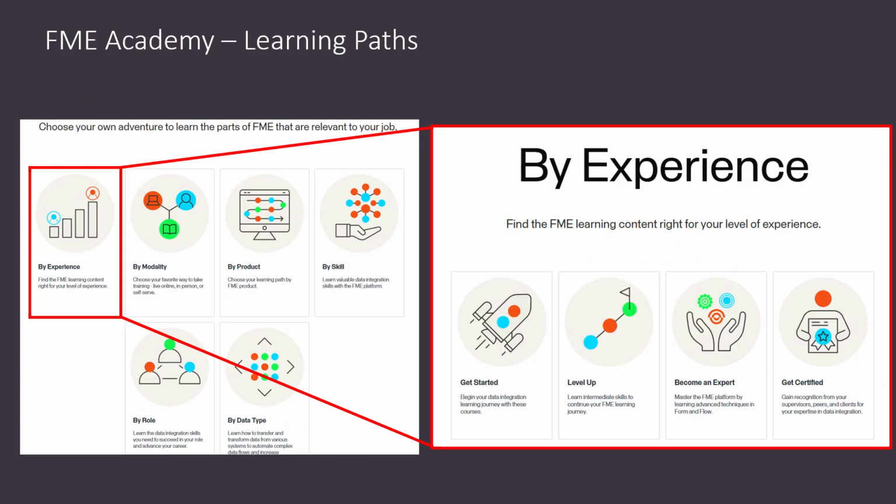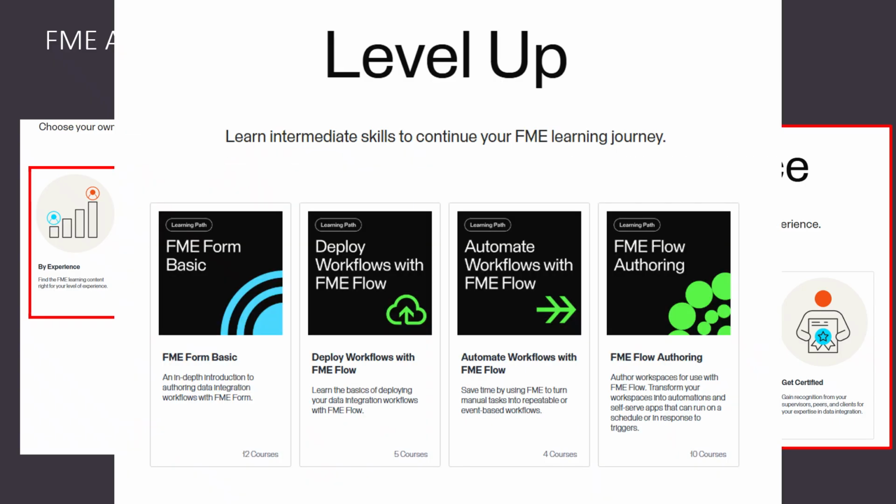So if we select by experience, this is some of the options that they provide for you. And then, we're probably going to be choosing level up. We're probably maybe a little bit past get started if we've done the accelerator course. So if we choose level up, these are the paths it will suggest for you to go to. So you can see there's just some basic stuff about form and some pretty basic stuff about deploying some things to FME Flow, which we did touch on in the accelerator course. So yeah, that's just using the tools that they provide, pretty easily landed at where I need to be to upskill with FME.